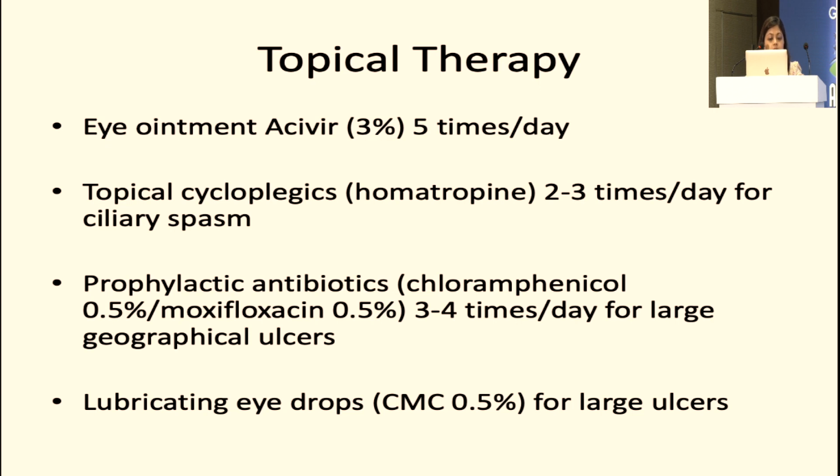If the patient is severely symptomatic because of the epithelial defect, then topical cycloplegics can be used to relieve ciliary spasm. Also, prophylactic antibiotics can be given 3 to 4 times a day for large geographical ulcers, just to reduce the risk of secondary infection. And lubricating eye drops can be given for large ulcers.